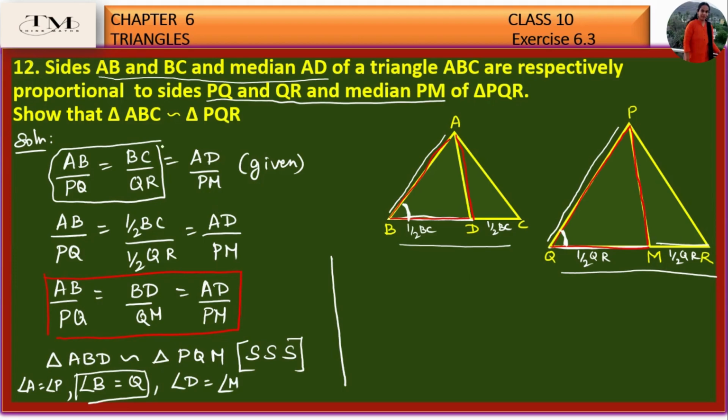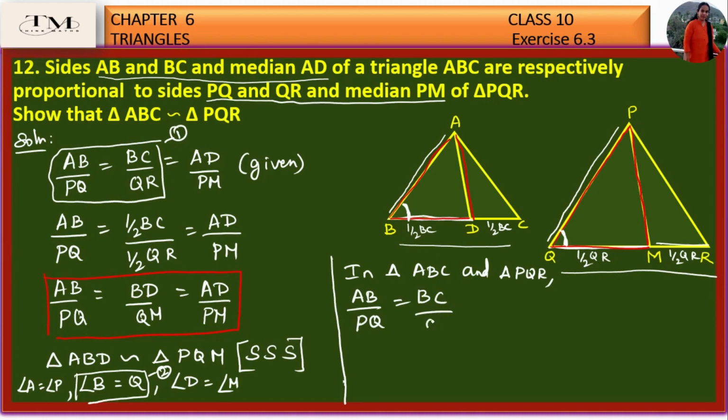Okay, so let us name this as 1 and this as 2. Okay, children. So now consider the triangle ABC. So in triangle ABC and triangle PQR, what are the things we have? We have AB by PQ is equal to BC by QR. So this is by equation 1. Also we have angle B is equal to angle Q. So this is by equation 2.